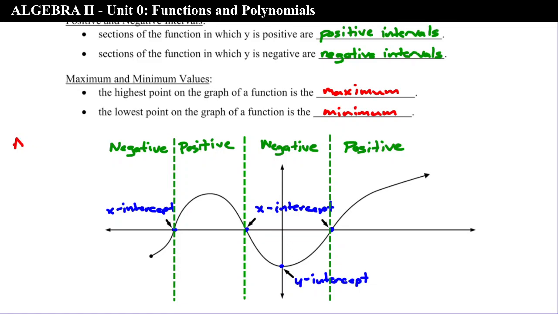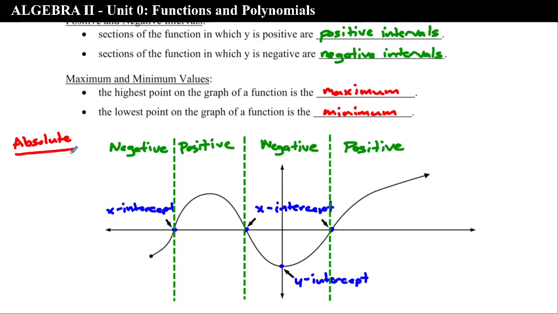The first type is absolute. If you have an absolute maximum or minimum, then that means it is the largest value or the smallest value in terms of y. It's our highest or smallest y value in the entire graph. There's nothing else that is larger in the case of a maximum or smaller in the case of a minimum.